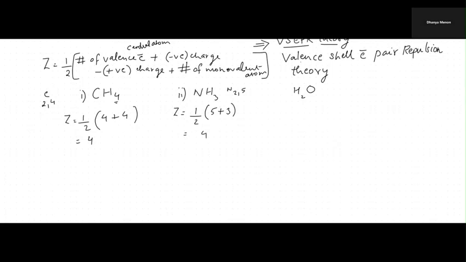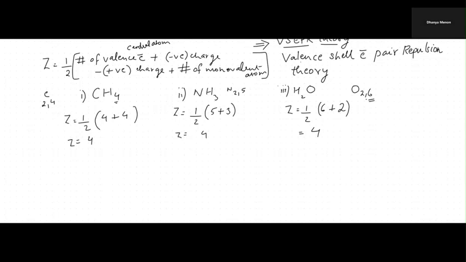The third one, I have water. Now here, the central atom is oxygen, which is less in number. It is 2, 6. So 6 is the valence electron. So Z is equal to half of 6 plus, there is no positive or negative charge, but there's monovalent atom hydrogen, 2 in number. This is also equal to 4. So we got the Z value of the three molecules.